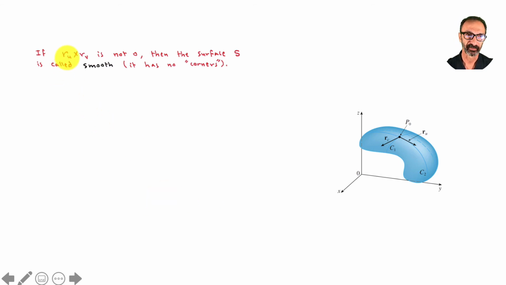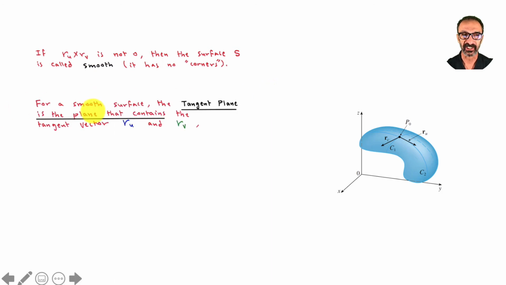If the cross product is not 0, then the surface S is called smooth. It has no corners. It's kind of like a simple concept from calculus 1. When we say smooth, it means it has derivatives, like a smooth polynomial curve. For a smooth surface, the tangent plane is the plane that contains the tangent vectors ru and rv. The partial derivative with respect to u, that's this one here, and the partial derivative with respect to v, are called tangent vectors at this point p sub 0.